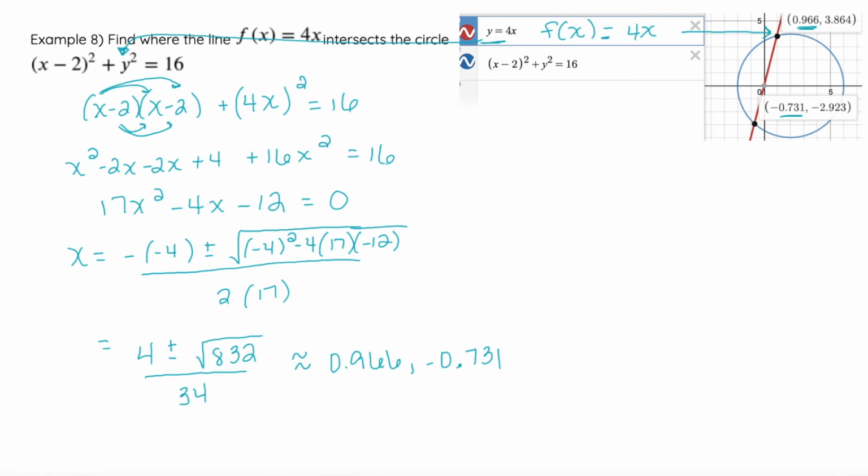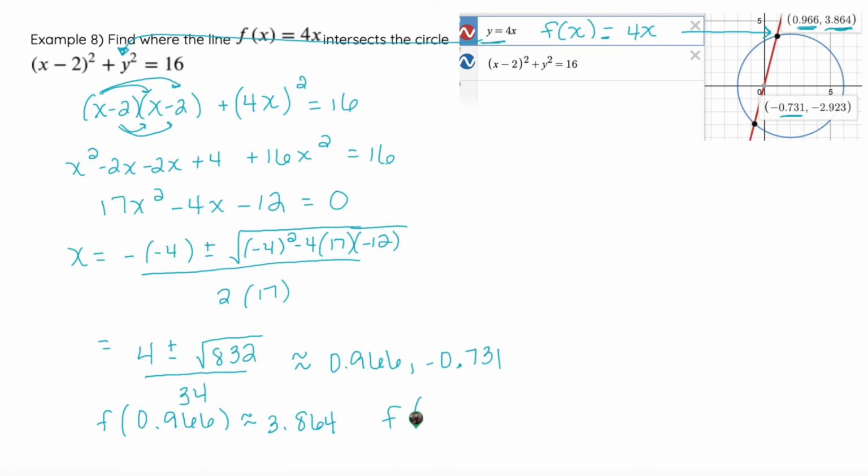Therefore, to find our y values, we'll need to substitute them in. I'm going to use the f of x since it's much easier. So what is f of 0.966? We should get approximately 3.864. Again, matching what we visually see in Desmos.